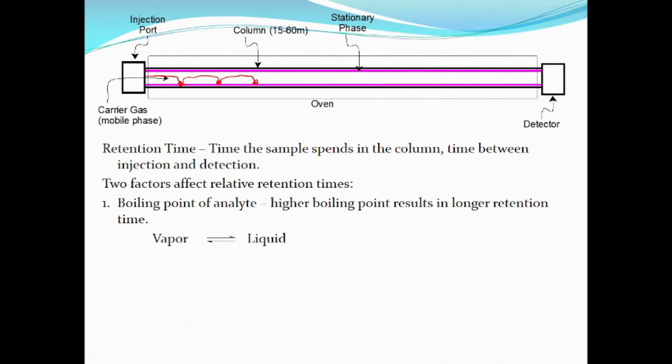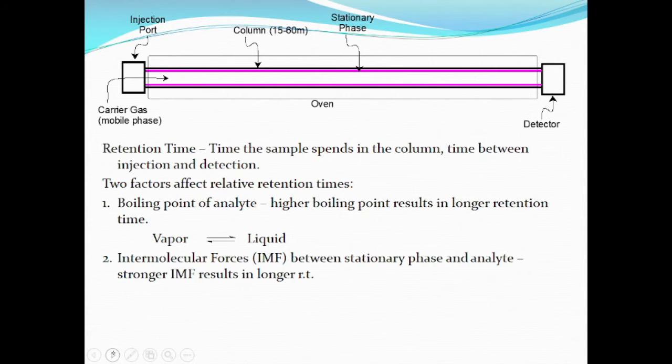Basically, the boiling point will control how long it spends as a vapor and how long it spends as a liquid. A component with a higher boiling point will spend more time as a liquid, and therefore it travels through that column more slowly, whereas a component with a lower boiling point will spend more time as a vapor and will travel through the column more quickly, and that causes separation of the components. So the volatility is one factor that affects retention time. And of course, we can equate volatility with the boiling point.